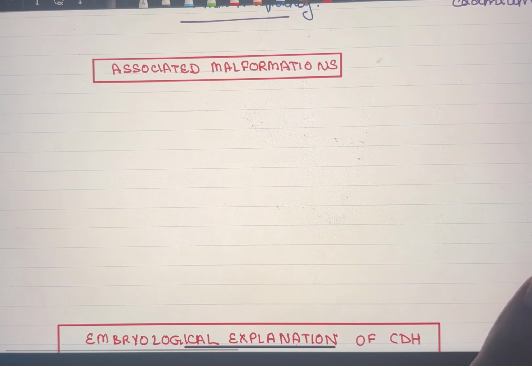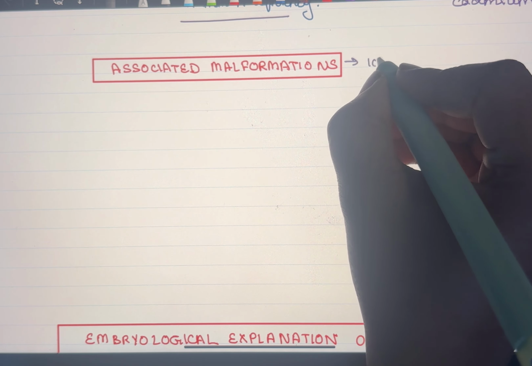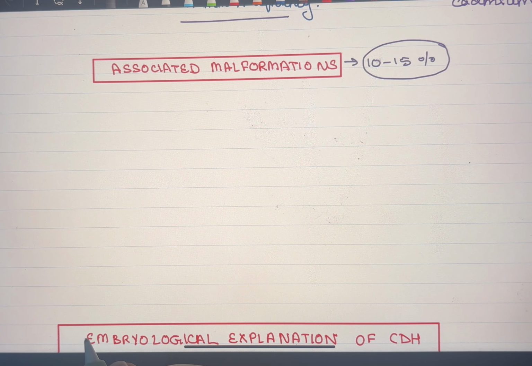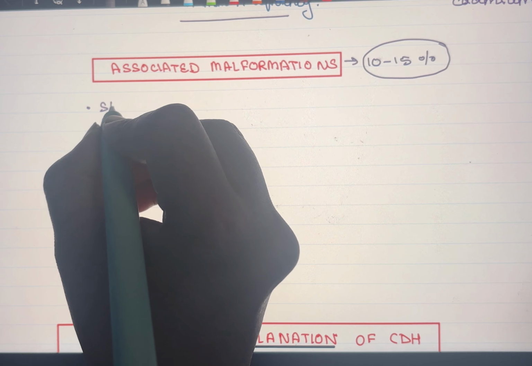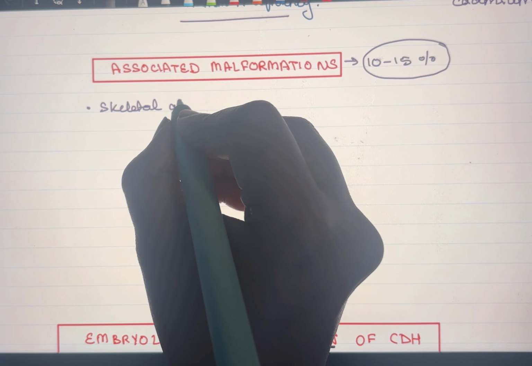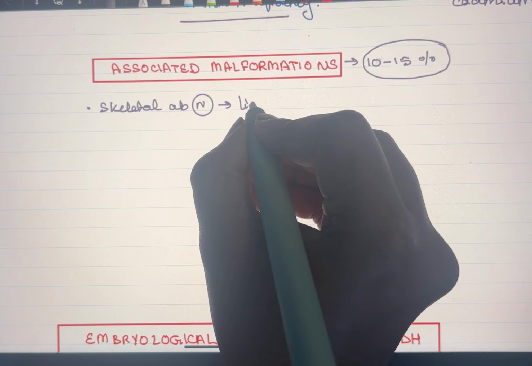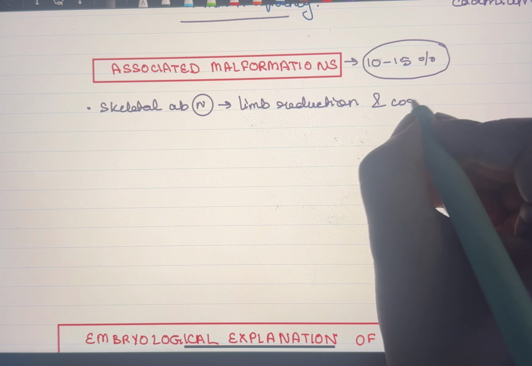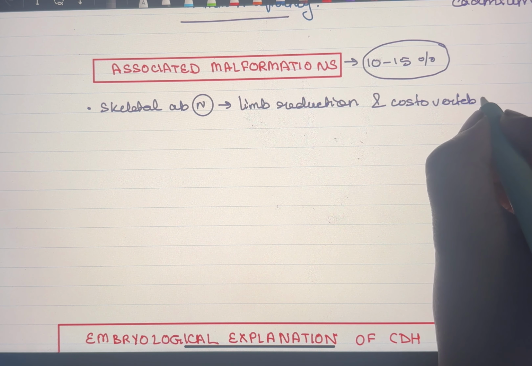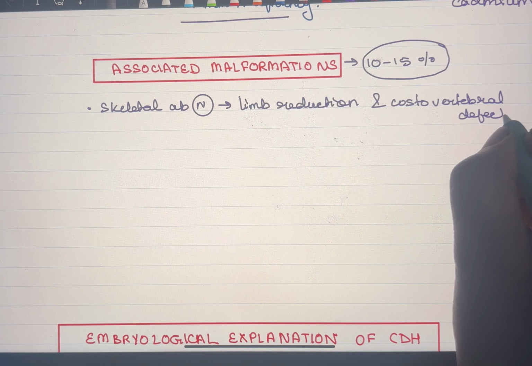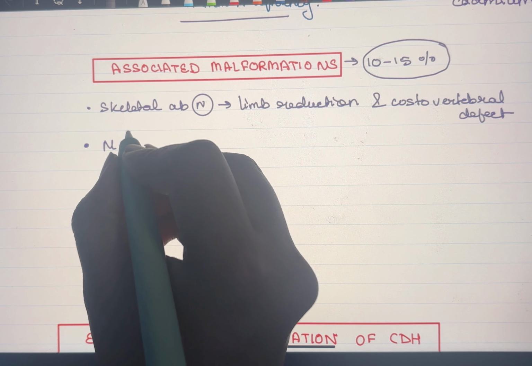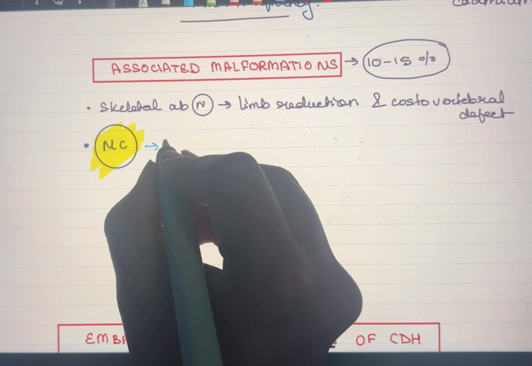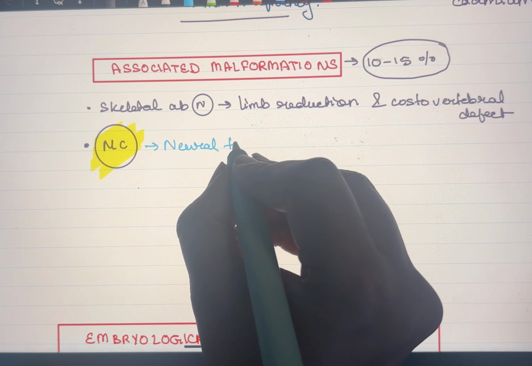Now, what are the associated malformations that are present? Approximately 10 to 15% of infants with congenital diaphragmatic hernia have associated malformations. They have skeletal abnormalities like limb reduction and costovertebral defect. Apart from that, the most common associated anomaly, this is important, is the neural tube defect.